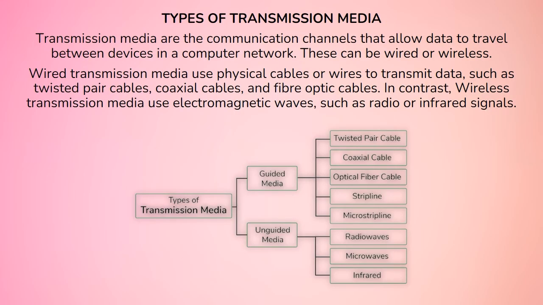Types of transmission media. Transmission media are the communication channels that allow data to travel between devices in a computer network. These can be wired or wireless. Wired transmission media use physical cables or wires to transmit data, such as twisted pair cables, coaxial cables, and fiber optic cables. In contrast, wireless transmission media use electromagnetic waves, such as radio or infrared signals.